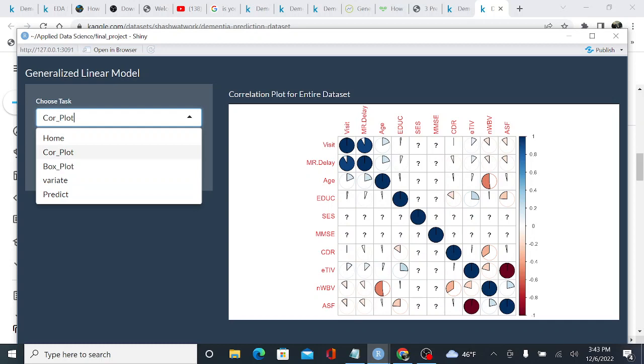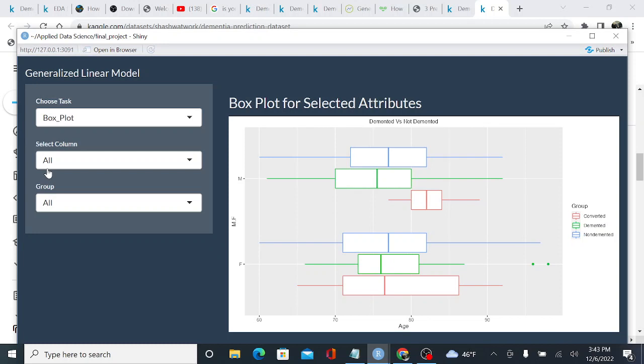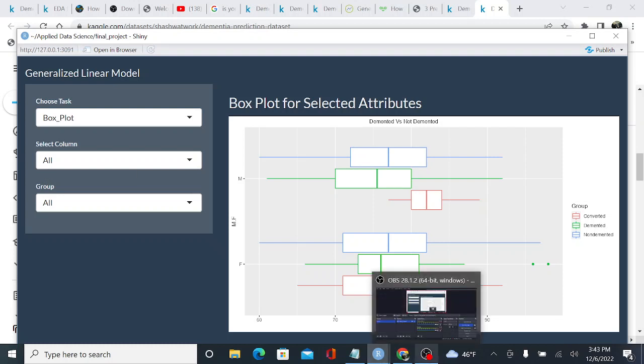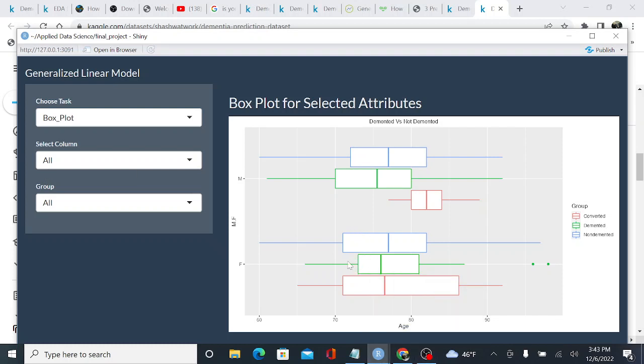After I plotted these correlation plots, I tried to see how the male and female populations are affected by dementia, depending on their age. As you can see, the age against females and males, the affected populations for females are a little bit older than males.